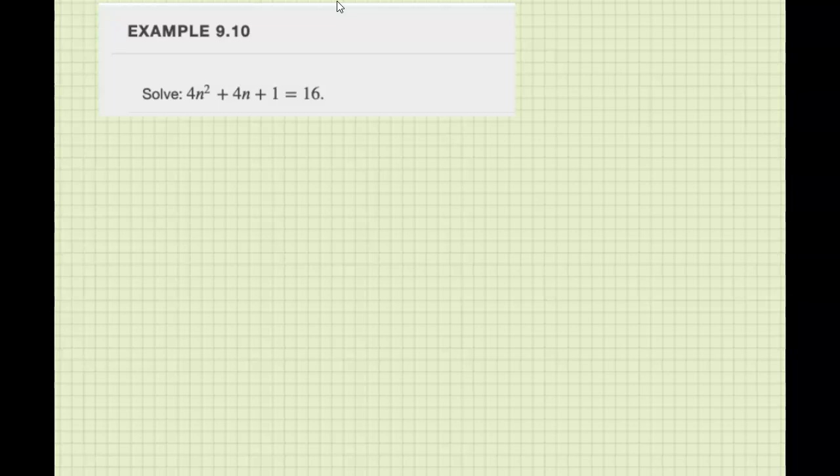So here I see that I have terms with n squared and terms with n. So you wouldn't want to just isolate the n squared because you would have n's and numbers on the other side. So you want to factor this as a perfect square. So this factors as 2n plus 1 times 2n plus 1. So it's a perfect square. All right, and we're going to write it as a square: 2n plus 1 squared equals 16.